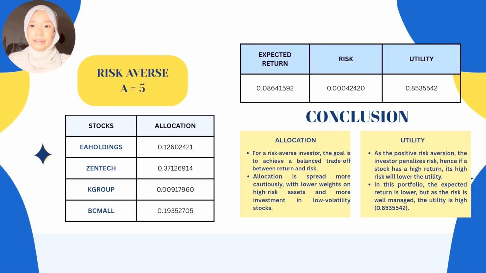Now, for the risk-averse investor who has a risk aversion value of 5, this type of investor wants to avoid high risk and prefers a more balanced and safer portfolio. That's why the allocation is 70% in risky assets and 30% in risk-free assets. Zentech is still the highest allocated stock because it offers good return with moderate risk, while K Group is the lowest again, since its high risk doesn't match the needs of a cautious investor.